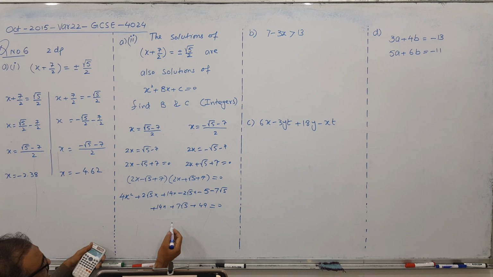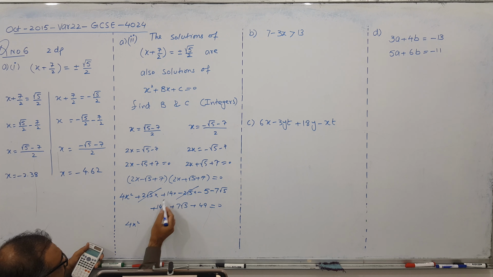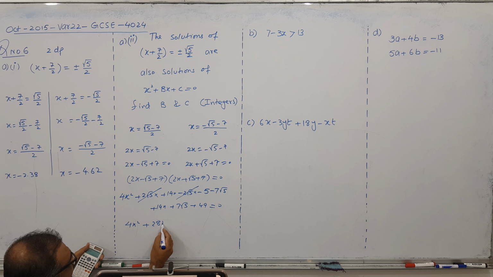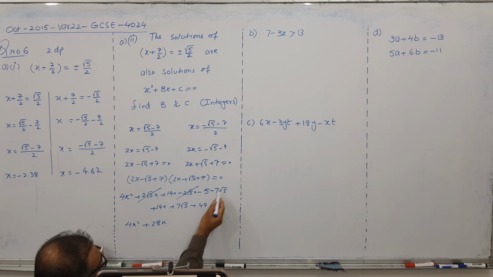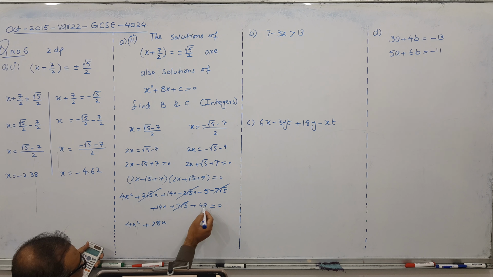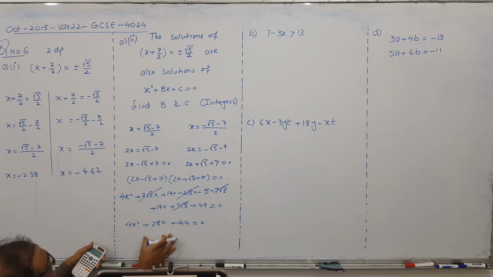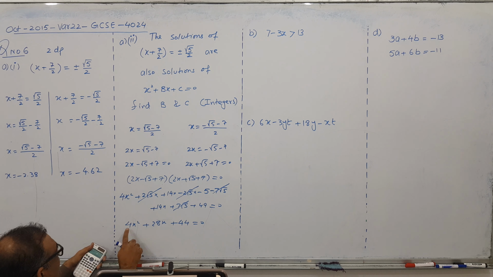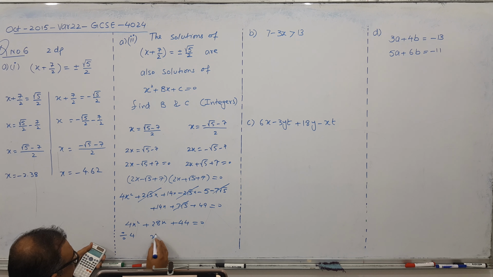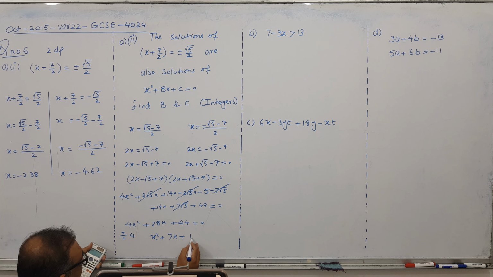Now you see, 4x² I write here. How many x's? This and this cancelled, and 14 plus 14, I got 28x. Okay, now this and this cancel, and if you solve... but this is not matching. Here no number, so this number is not required. Divided by 4, I get x², 7, 11.